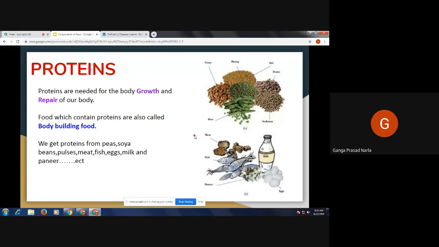So children, all of you write in the chat box: what are the uses of proteins? All of you mention in the chat box what the uses of proteins are.